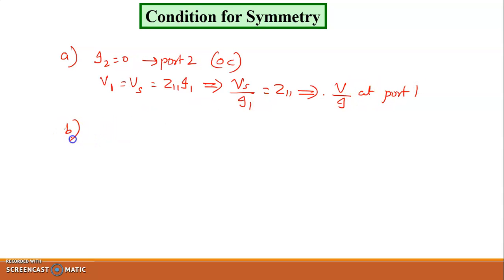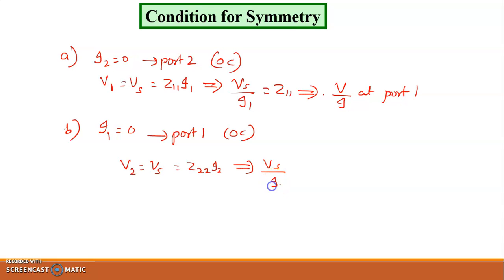Now I am taking the second condition, condition B. I need to make port 1 open circuit. That means I have I1 equal to 0. Port 1 is open circuited. Now from this, I can write the second equation as V2, equal to Vs, the supply voltage, will be equal to Z22 I2. And from this equation I can write the ratio between Vs and I2 is equal to Z22. So this is the ratio between V and I at port 2.